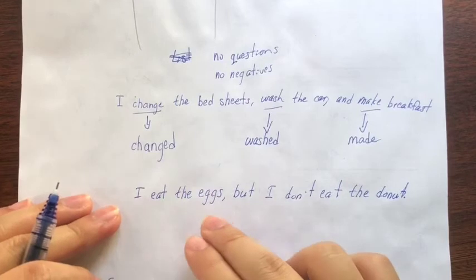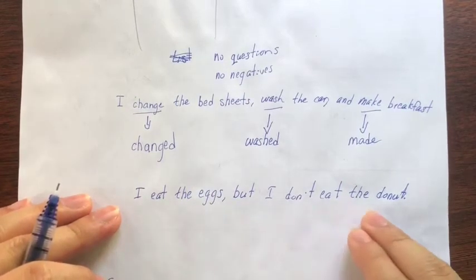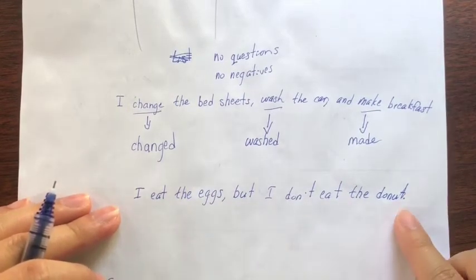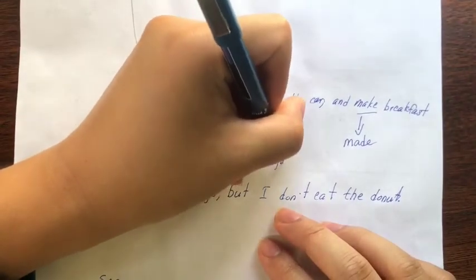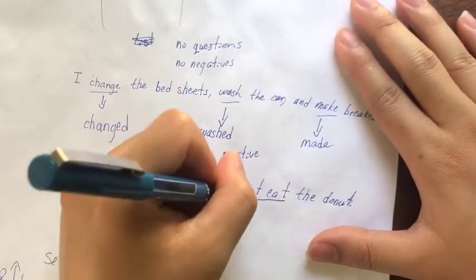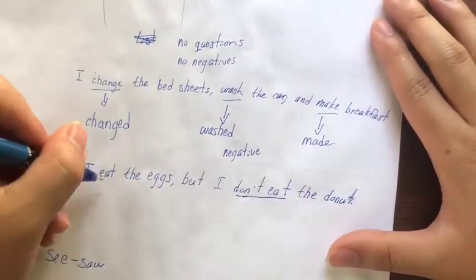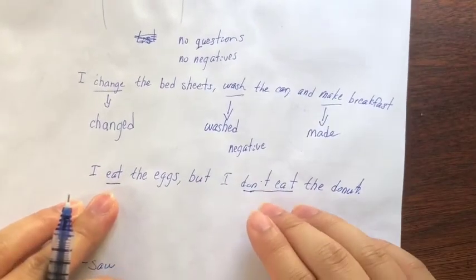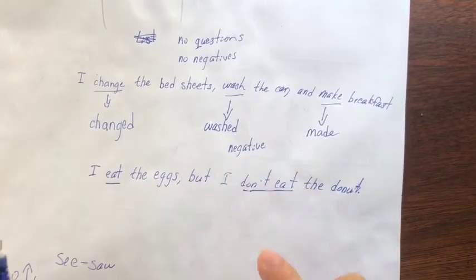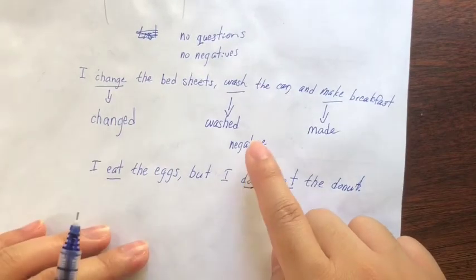I eat the eggs, but I don't eat the donut. So in this sentence, we have a negative right here. Don't eat. But we also have two verbs. We have eat and we have don't eat. Don't eat is a negative. So what do we do with negatives?